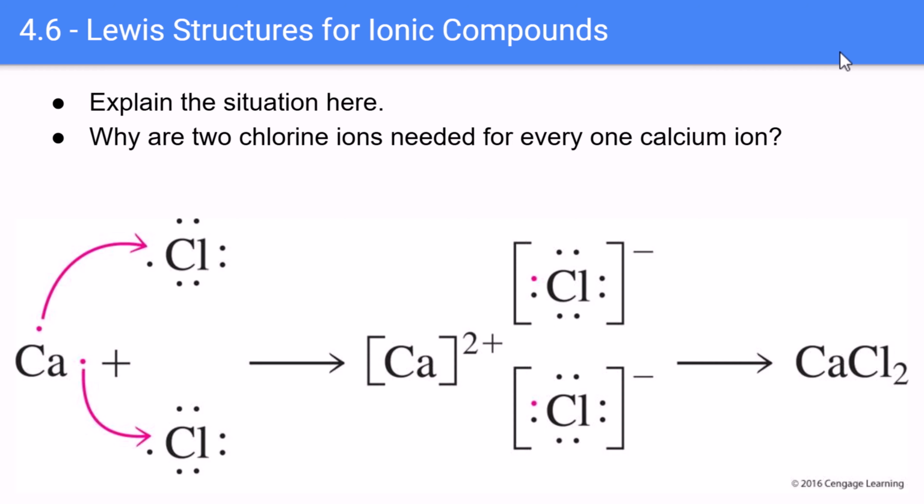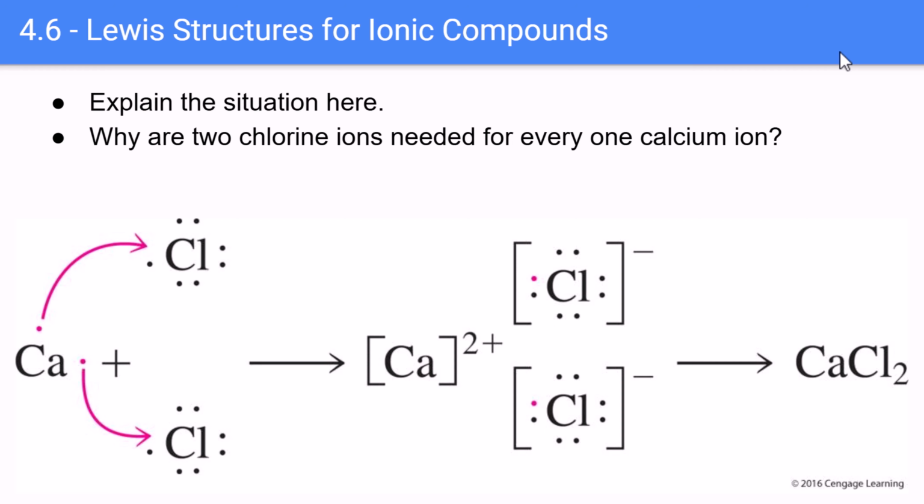Why are 2 chlorine ions needed for every 1 calcium ion? Well, calcium has to donate 2 electrons. Each chlorine only needs to gain 1 electron. So calcium cannot donate both of its electrons to chlorine because that would give it 9 electrons in its outer shell and not 8. But if we had 2 chlorine atoms instead of just 1, calcium can donate 1 electron to each of them. So in this instance, we need 2 chlorines and 1 calcium.